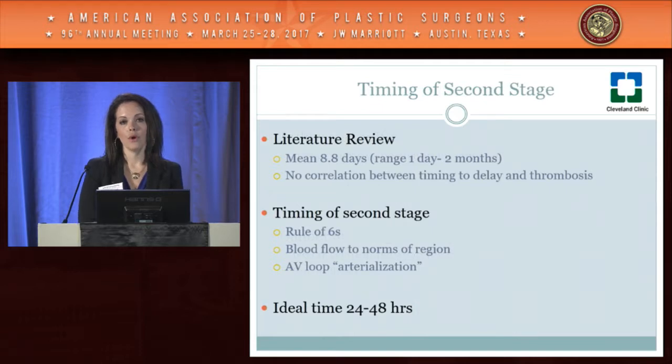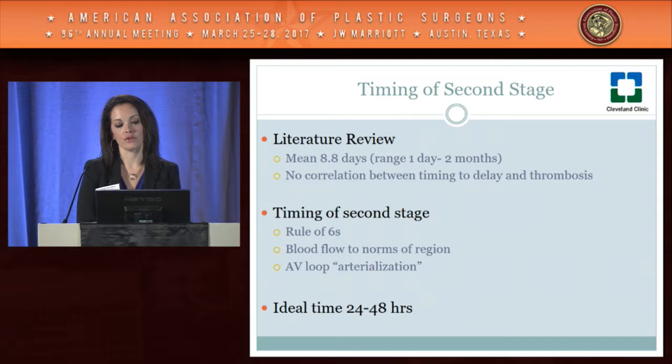When should the second stage be timed? The mean in the literature was 8.8 days with a range of 1 day to 2 months. There was no obvious correlation between timing of delay and thrombosis. Some recall the rule of sixes, which is used in AV fistula maturation. This requires a flow rate of 600 milliliters per minute. However, it's probably more pertinent to compare the flow in the AV loop to the norms of the region of the body undergoing reconstruction.